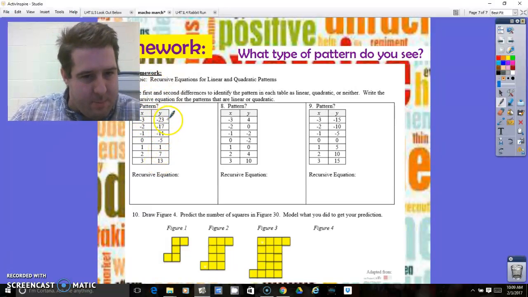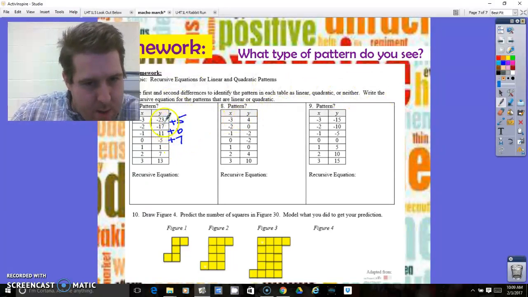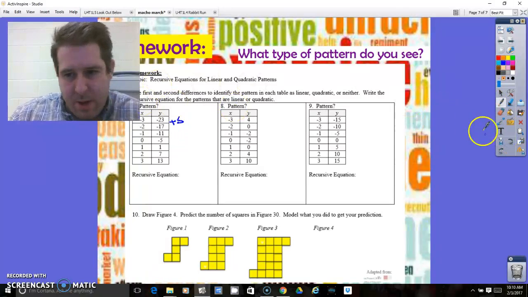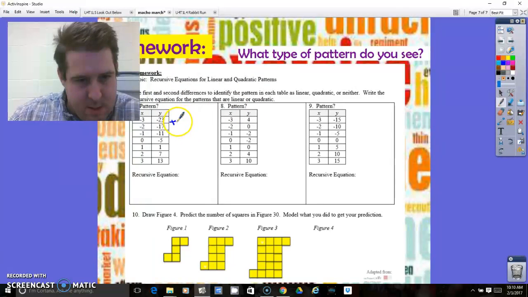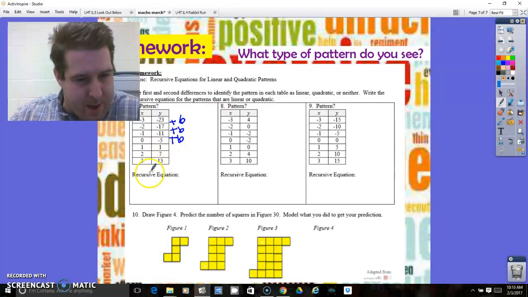Then I look at the y columns, and I notice this number is increasing by 5, and then by 6, and then it looks like it's increasing by 7, and, oh, nope. That was 6, sorry, let me go back. Okay, so this one was 6. This one was also 6. This one was also 6. Okay, so that makes a big difference because that means this is a linear pattern.